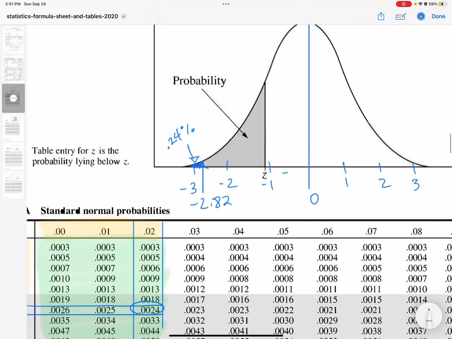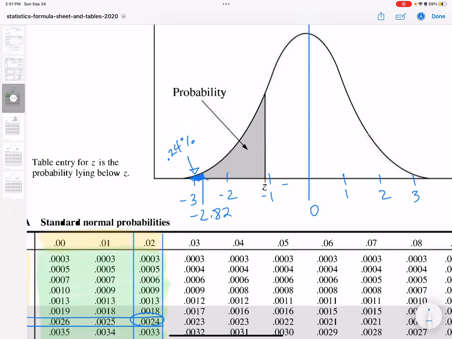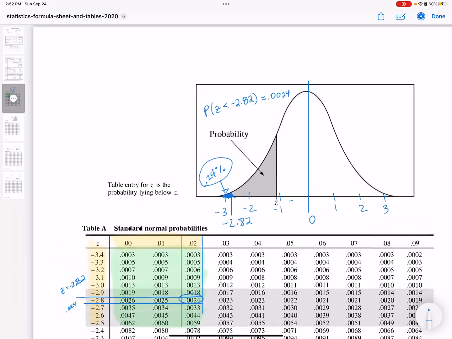What I'm saying is if this were the whole graph and this little tiny blue area is the only area that's shaded, then 2.24% of the whole graph is shaded, meaning the probability of getting a z-score that is less than negative 2.82 is equal to 0.0224, or 2.24% of the graph is shaded. So let me choose a different one, okay?